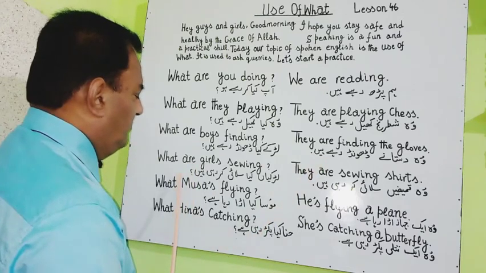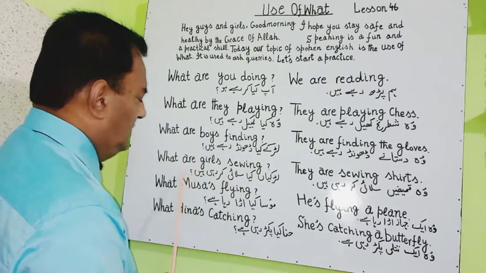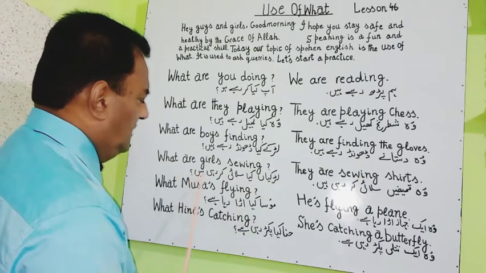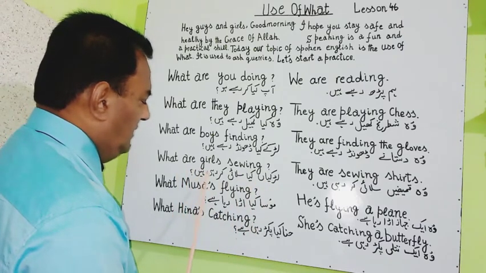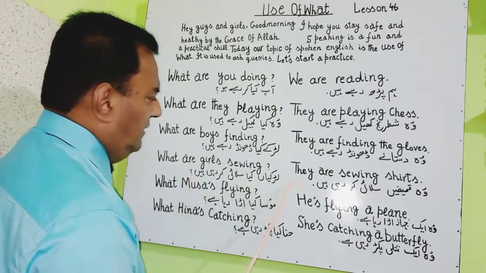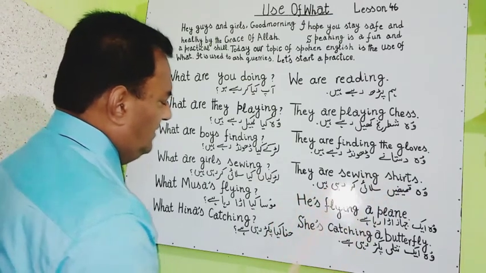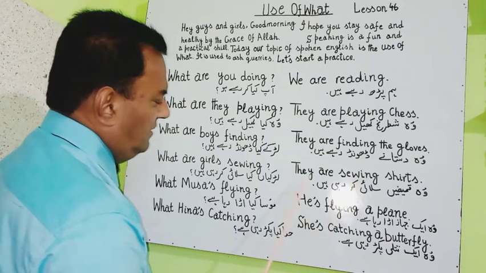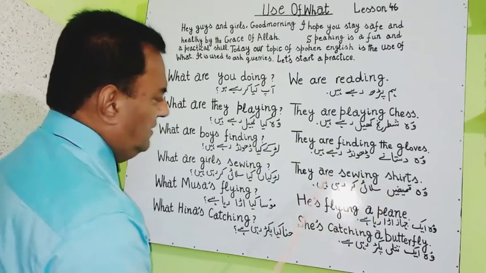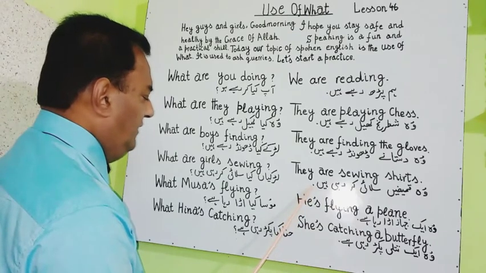Next is, what are girls doing? What are girls doing? लड़कियां क्या सिलाई कर रही हैं? They are sewing shirts. They are sewing shirts. वो कमीज़ें सिलाई कर रही हैं.